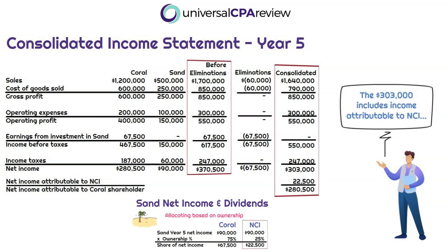So what we need to add is a row that says net income attributable to non-controlling interest, and that's the 22,500, and then one more row, which is net income attributable to Coral shareholders.